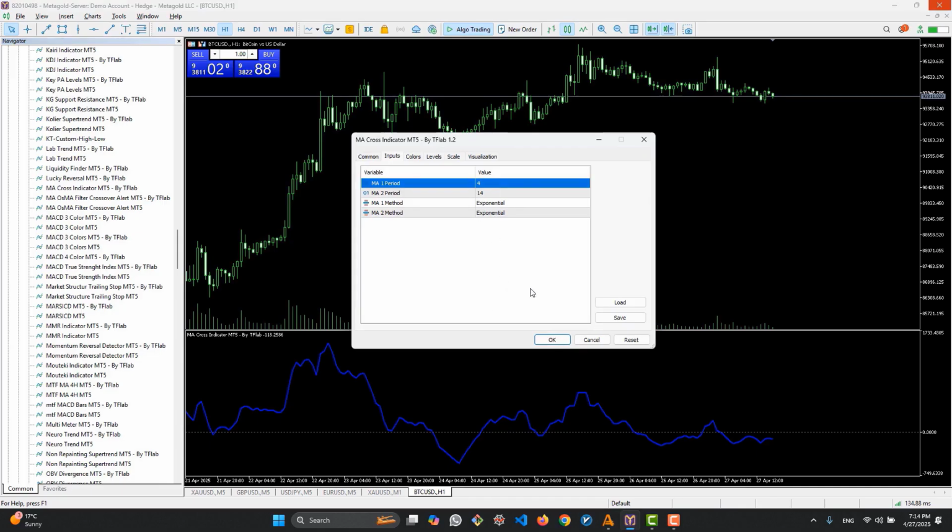The first option in the settings is the period of the first moving average, and the next option is the period of the second moving average. Also, the third option specifies the calculation method for the first moving average, and the last option determines the calculation method for the second moving average, which we can choose from among these options.